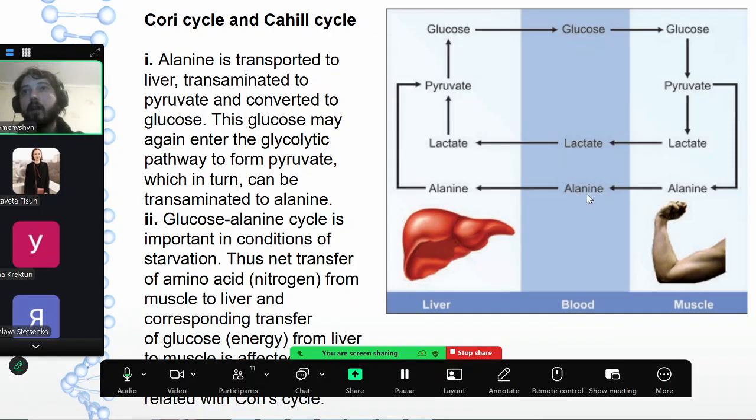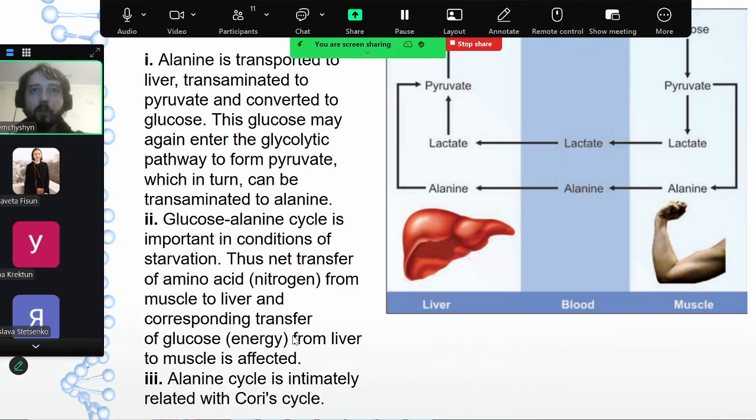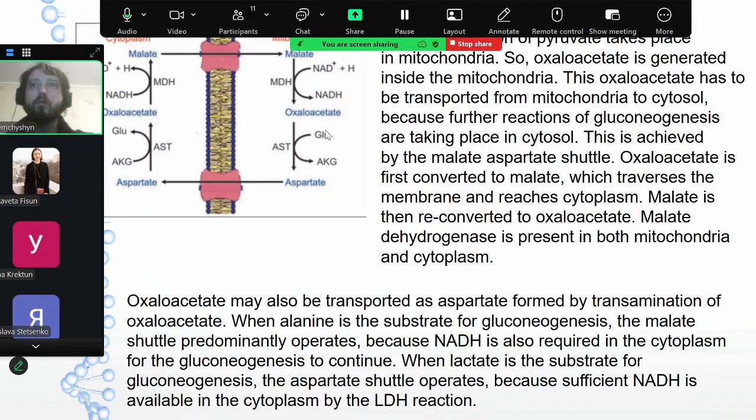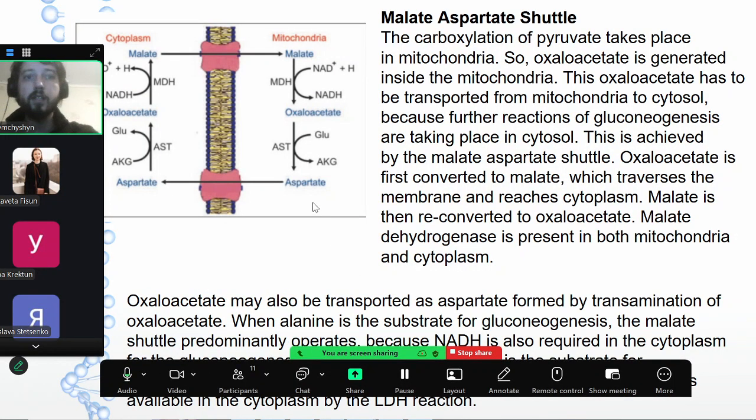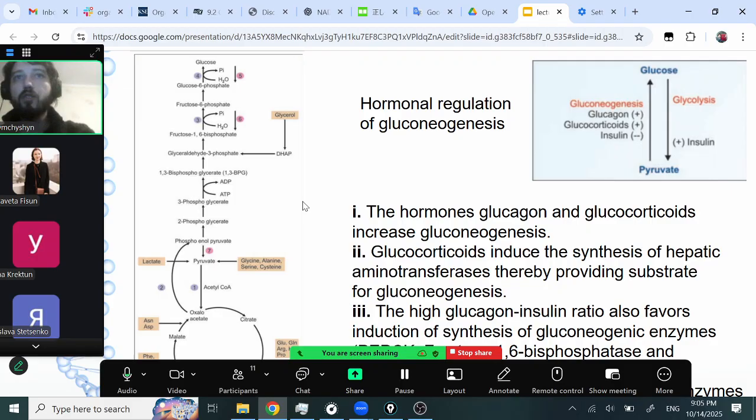One more cycle through alanine. The glucose-alanine cycle is one more important cycle, and that's used as well. As you see, it's related to the lactate cycle. The lactate cycle is called the Cori cycle, and the alanine cycle, I guess, is called the alanine cycle. I'm not sure.